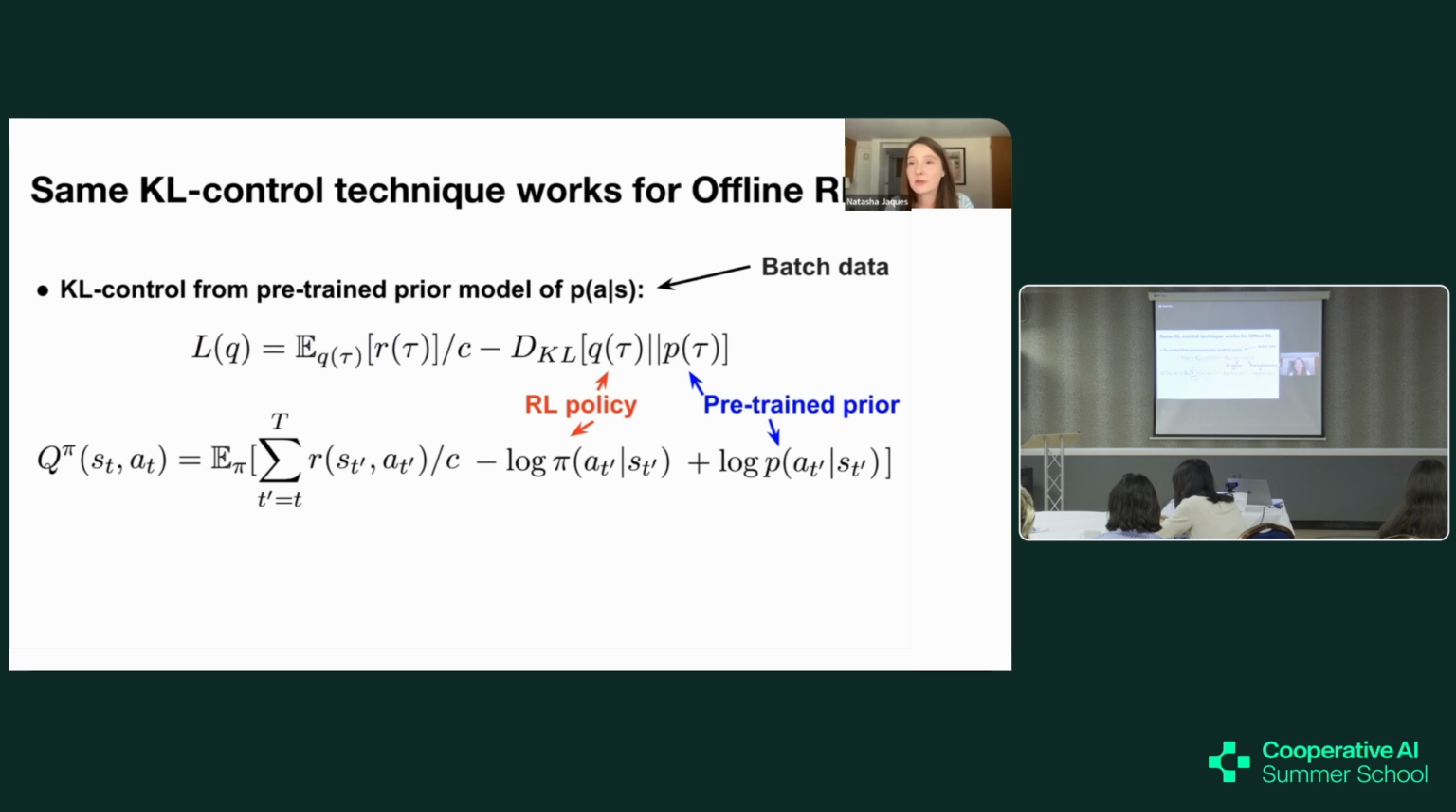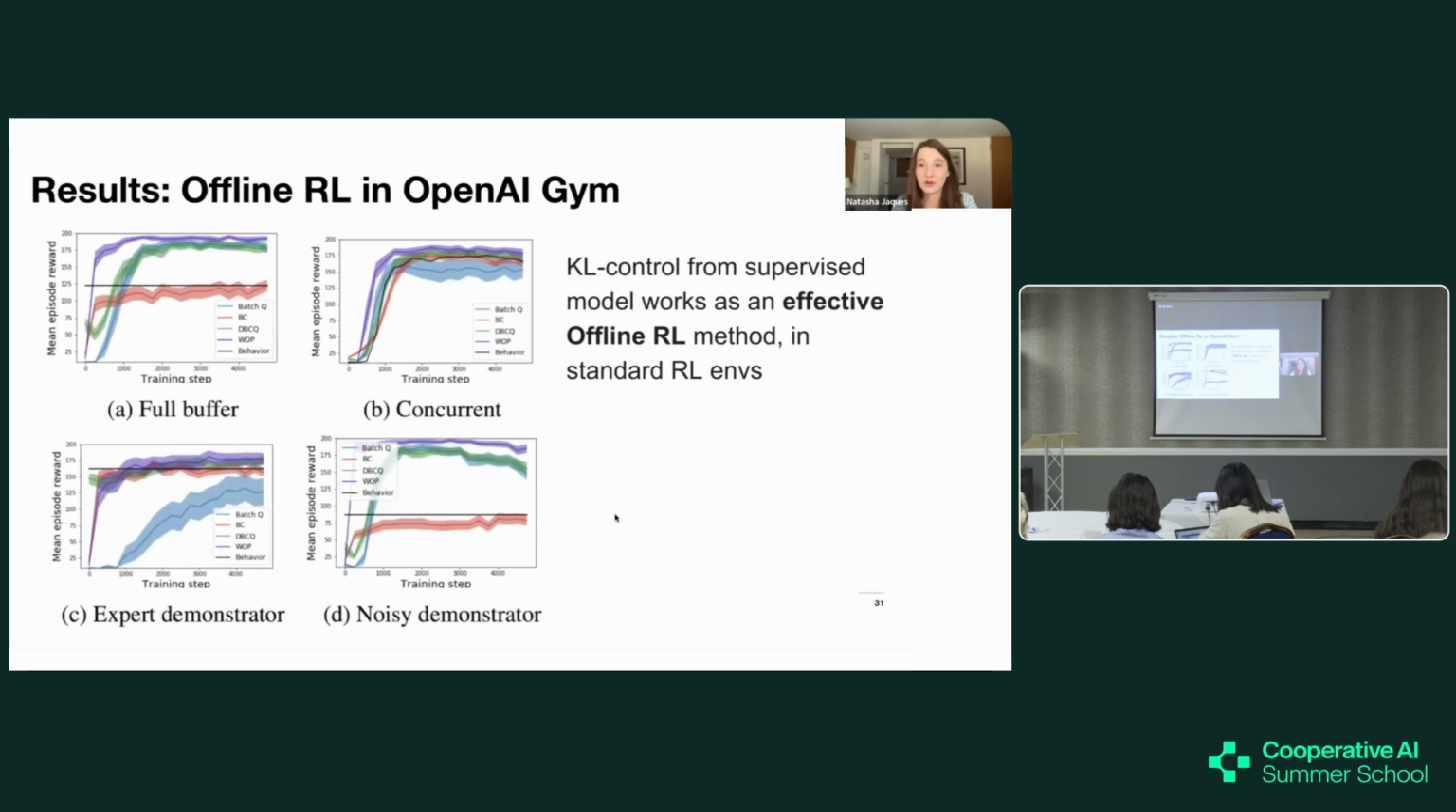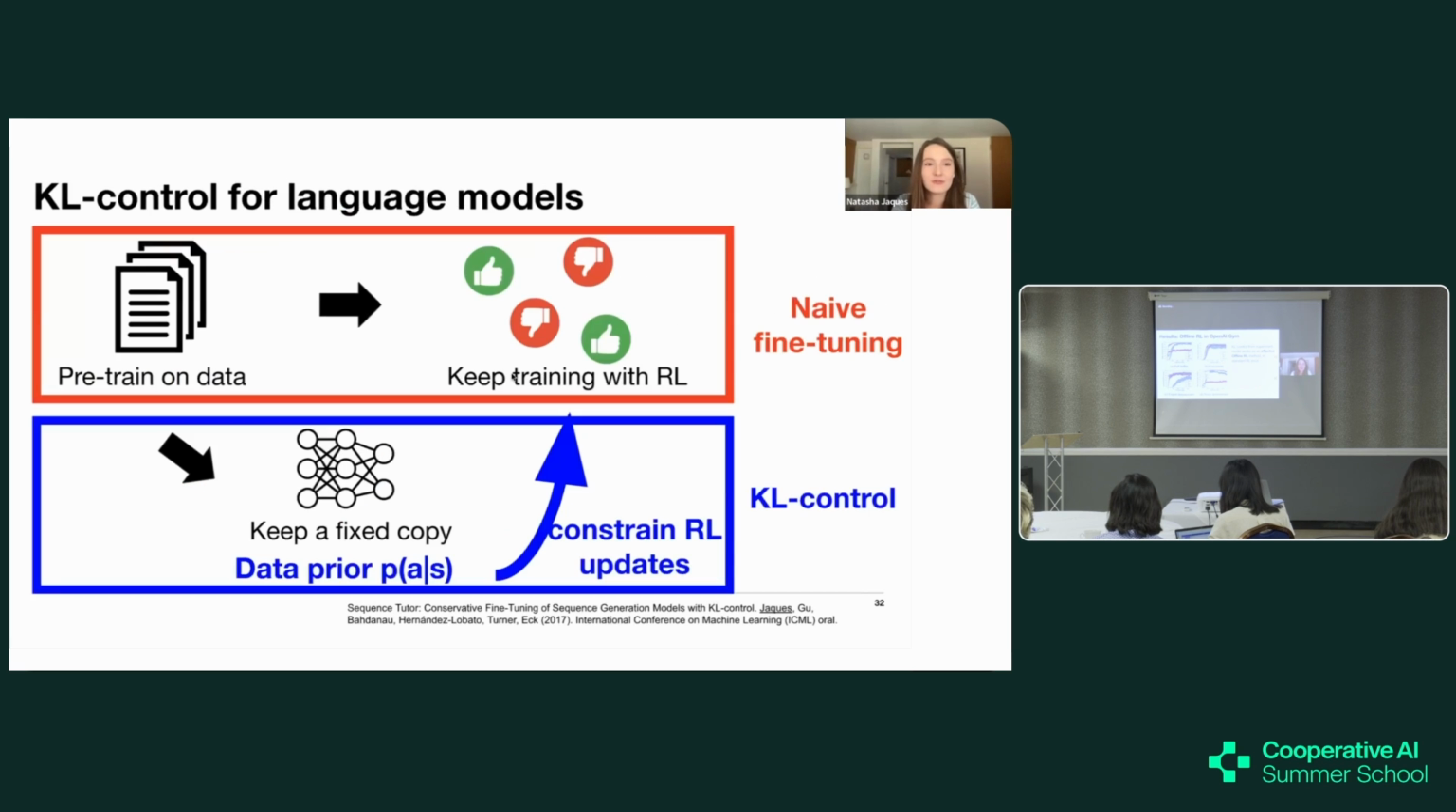Now we can think of this prior as actually just the probability of actions and states occurring in our batch data. For language models, it's the same, but for an RL algorithm, you can learn this on your batch data. And again, we're going to do this soft target update, so it's like soft Q learning. We do show that this KL control approach works as an effective offline RL approach in standard RL environments. But more interesting for this talk is, again, thinking about how this works for language models.